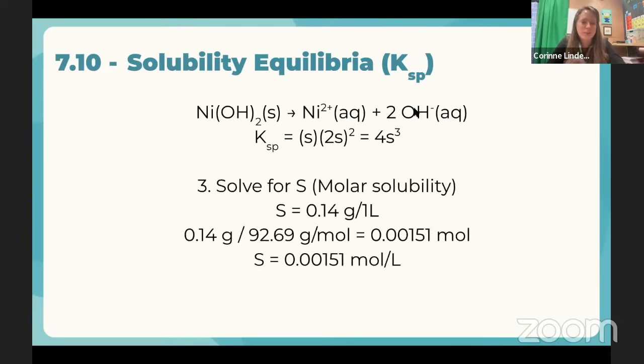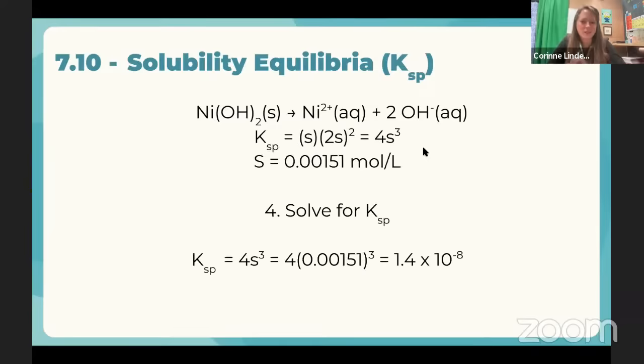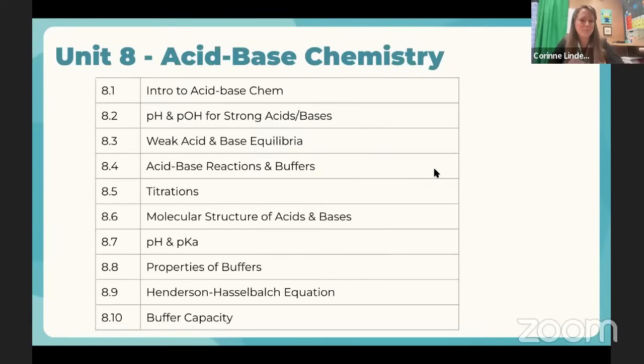All right, let's go on to acid-base chemistry. Let's see here. I had too much fun putting in animations, I guess. All right, let's do some weak acid-base equilibria.